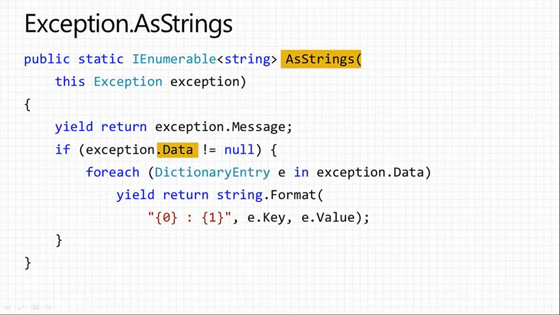Now, here's another one. You notice here we've got exception.data. Put up your hand if you know about exception.data and you use it in your code. So we've got about 3 hands went up. Every exception in the .NET framework has .data, and it's a dictionary of key value pairs.